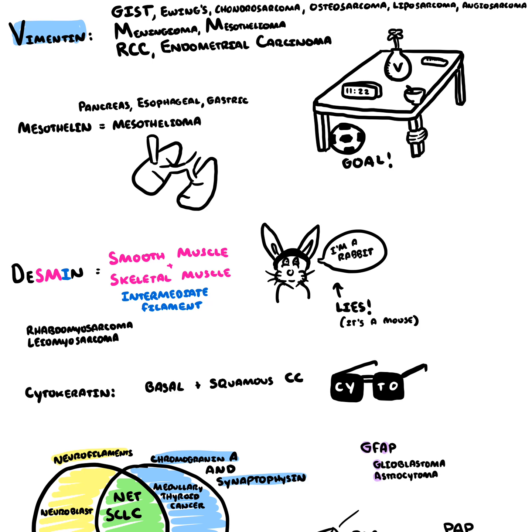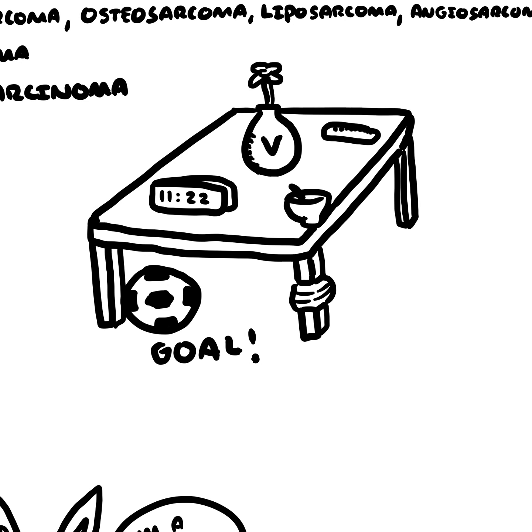So Vimentin's an intermediate filament, and it's important because it's part of the cytoskeleton structure of mesenchymal cells. So things like endothelial cells and macrophages. So what are we going to see that positive in? Let's zoom in right over here onto this table. And here's how we're going to remember it. The first thing we have is this violet vase filled with violets, right?